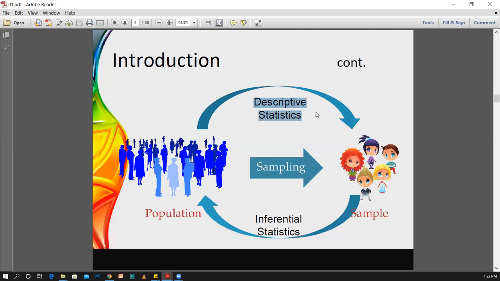Simply, if you are making decisions based on a sample, it is descriptive statistics, and if you are going to state or infer about the population based on the sample data, it is said to be inferential statistics.